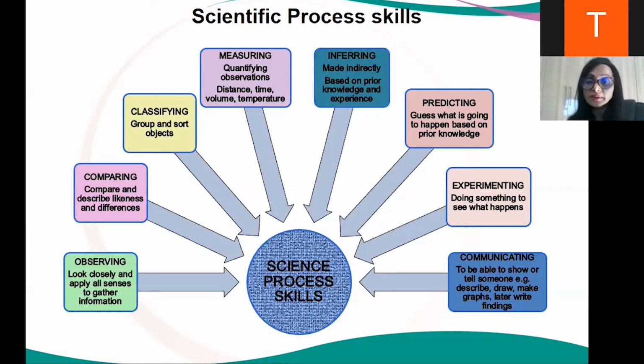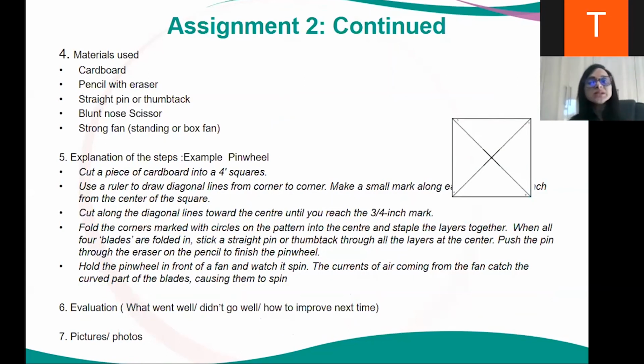You need to remember this for your assignment 2, as well as when you're completing your portfolio. Materials used. What does material mean? In a classroom situation, the materials will refer to the items that you would use to conduct this experiment. Now remember that when you are conducting any experiment with little children, you need to be mindful about the safety of these materials. For example, blunt nose scissors. If you're using anything that's sharp, it needs to be used by the teacher with the learner observing.